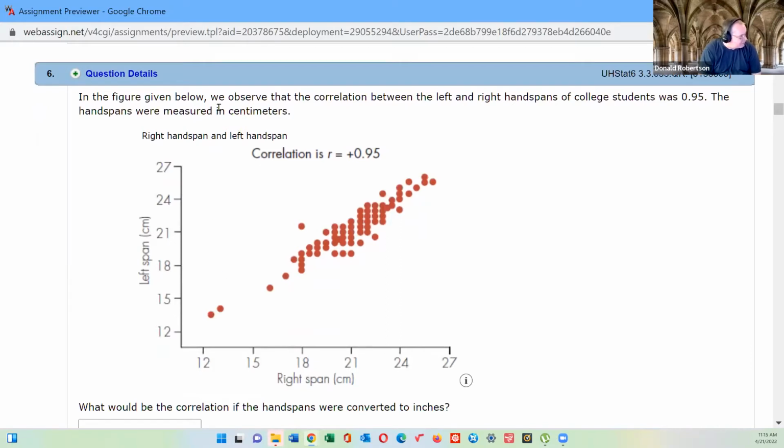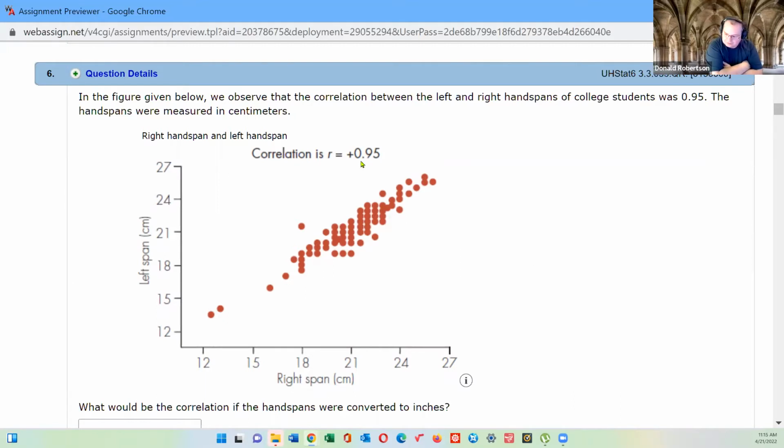Now, here is, what is this? In this figure, we observe the correlation between left and right hands. If you take your hand and stretch it to the point where it's as good as it can go without hurting yourself, and measure the distance from there to there, that's the hand span, right? Your left hand and your right hand are probably not identical, but they should be darn close, right? You would expect, if somebody's got a big left hand, that they'd have a big right hand. So there's definitely a positive thing going on. And here is what the data looks like for a whole load of people. And the correlation is positive 0.95.